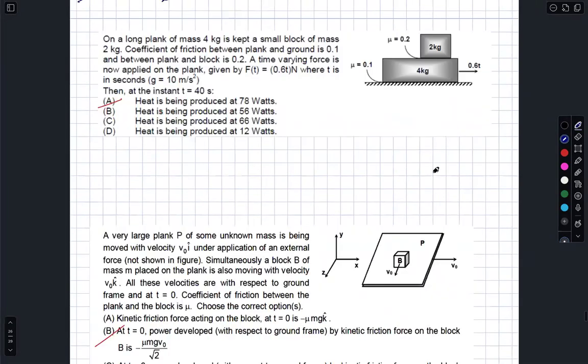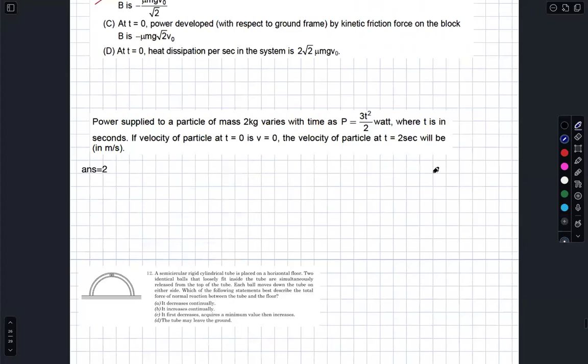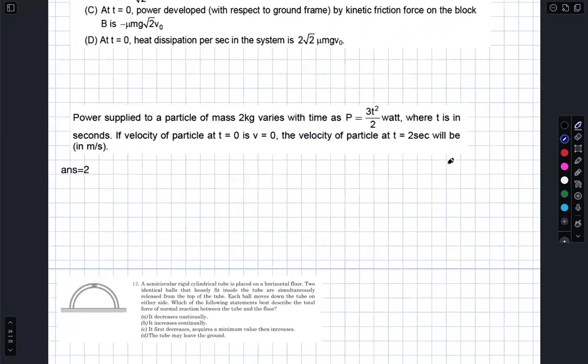First, we will do easy questions. Then we will go for difficult ones. Now you see, power supplied to a particle of mass 2 kg varies with time as P = 3t²/2 watt, where t is in seconds. If the velocity of the particle at t = 0 is v = 0, the velocity of the particle at t = 2 seconds will be?